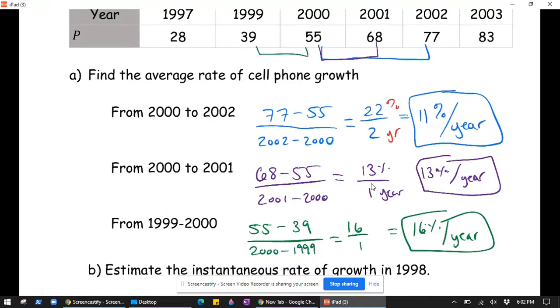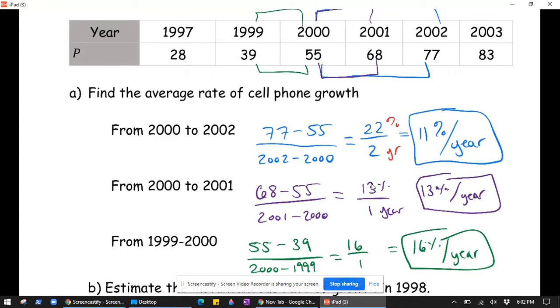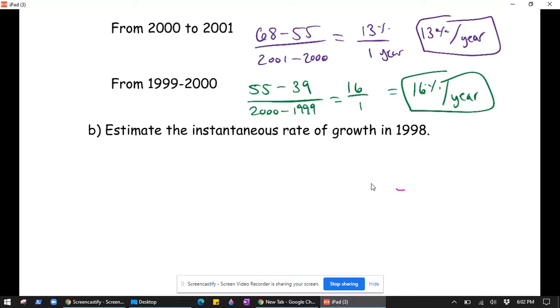The last question here asks us to estimate the instantaneous rate of growth in 1998. So notice we don't have any data about 1998, and we don't even have a function that models this relationship between percentage cell phone use and time. The best you can do in that case is to find the average rate of change of the times around it. So 1998 is in between these 2 years we don't have data for. If we find the average rate of change between those 2 years, that's really the best we can do in this situation. And to see why, just imagine this is essentially the model for our cell phone growth.